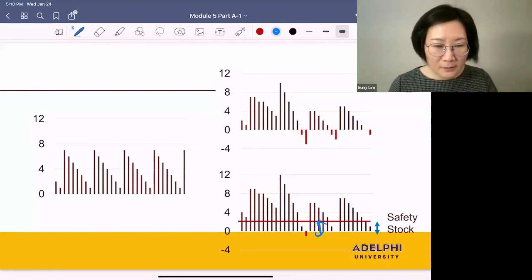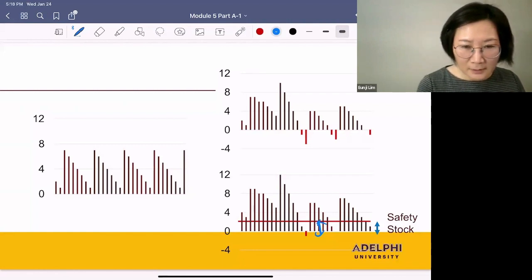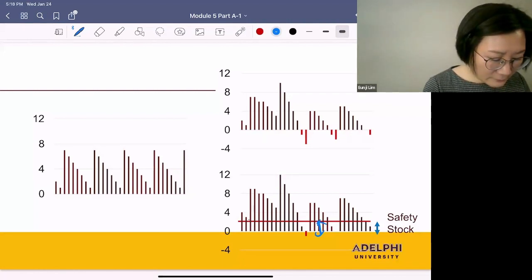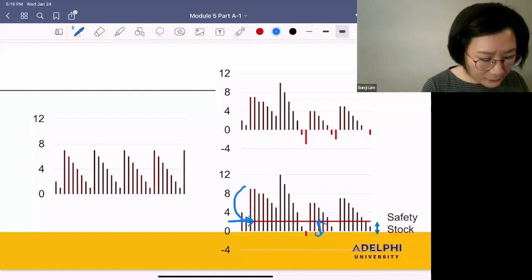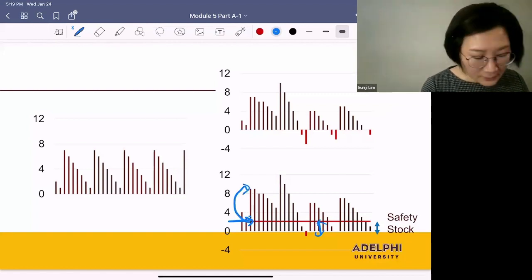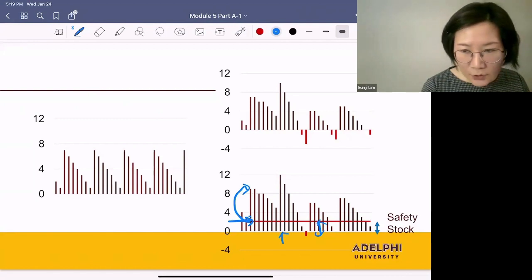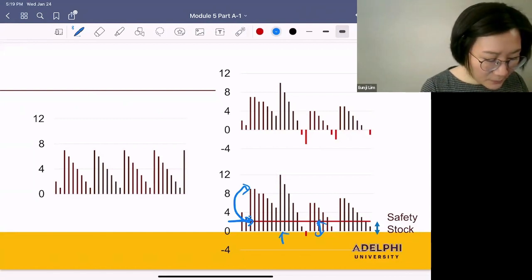Now, how can we make this happen? Here, when my inventory level hits 2 gallons, I go shopping and buy 7 gallons of milk. And the next Saturday, I go shopping again and buy 7 gallons of milk. And I repeat this every week.